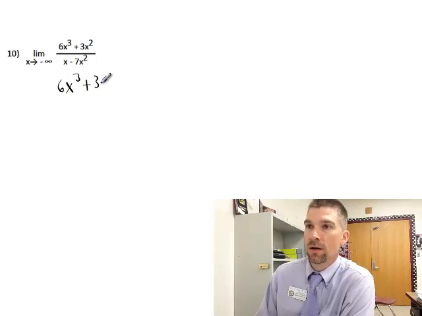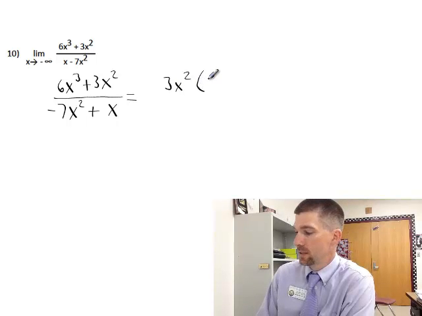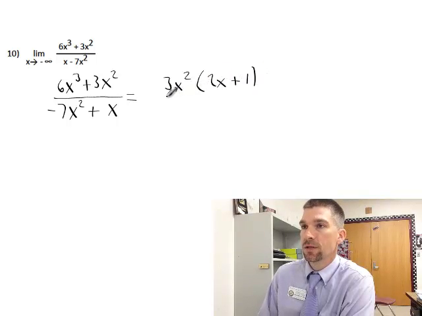plus 3x squared, and we're going to put that over the bottom, and we're going to just reorganize the bottom a little bit so that our 7x squared is in the front. And then we want to reduce this down as much as we can to get a good look at it. So factor out a 3x squared, and that'll give us 2x plus 1. And then factor out on the bottom an x. That'll give us a negative 7x plus 1.